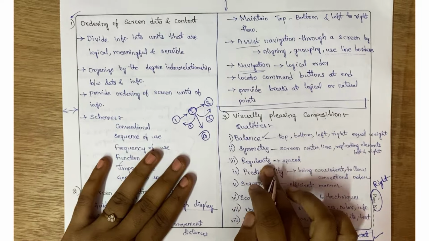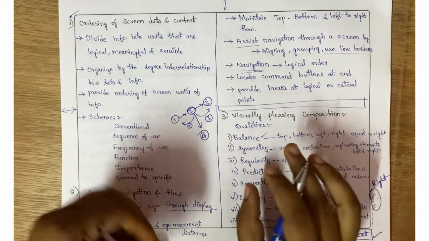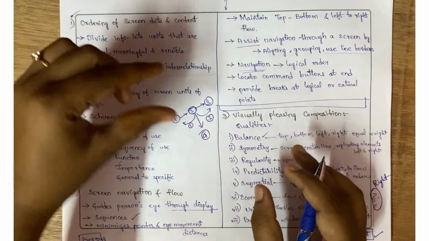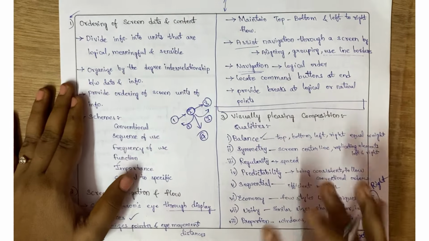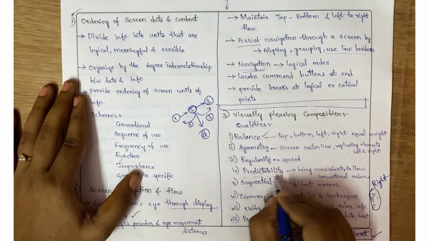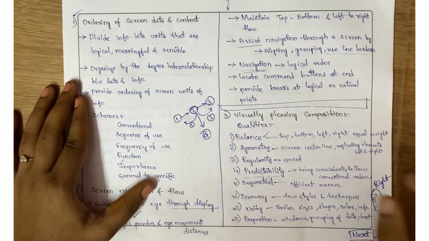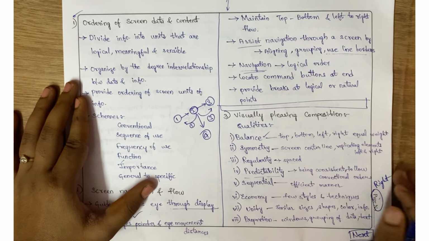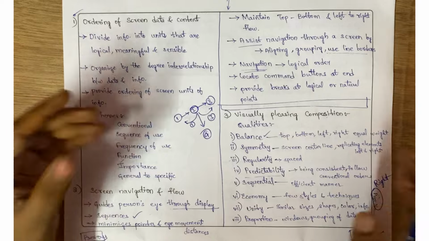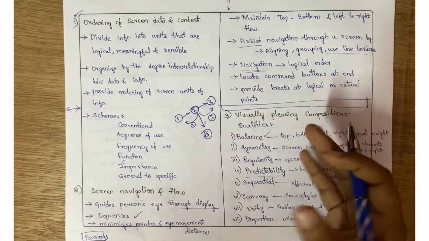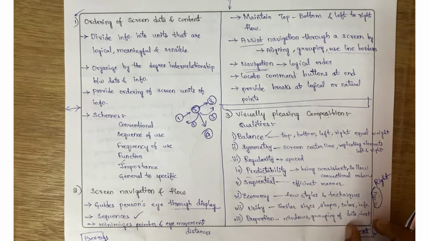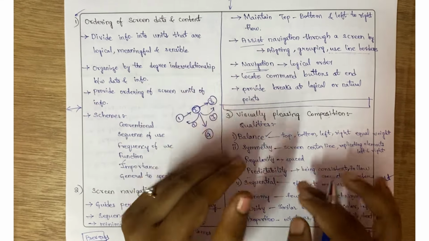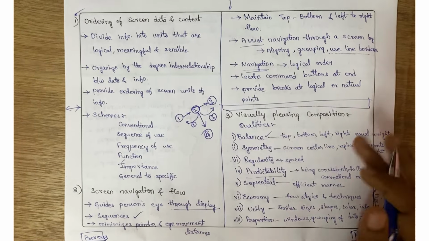And coming to regularity, there should be some spacing. In websites, after the title there should be some gap, then the content and some space. So after every topic there should be some spaces. And we have predictability, that means being consistent and following some conventional orders. So I should be able to predict that after this, the next tab will be here only, at the end of the page. In such a manner I have to design that screen.